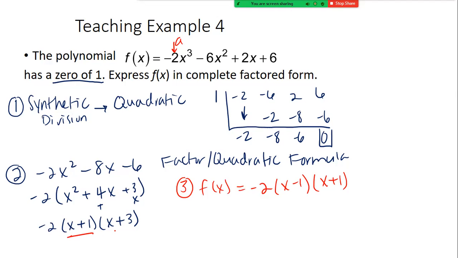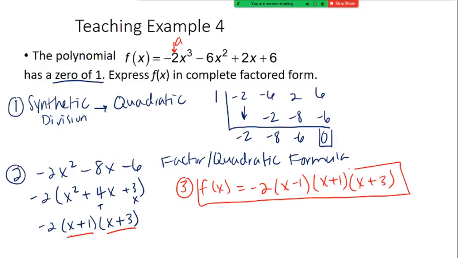We got the factors already. x plus 1 and x plus 3. So there's our function. Yep, it's already set in this form. So we put it all together. We put the factor that was given to us, and then we put the ones that we found. Was it terrible? No.